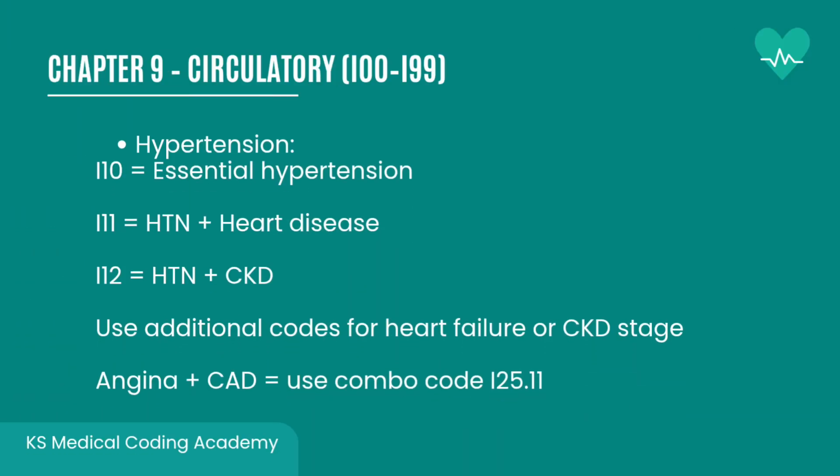Chapter 9: Circulatory System. Use combination codes when possible. I10 for essential hypertension, I11 when there is hypertensive heart disease, and I12 for hypertensive CKD. Add codes for heart failure or CKD stage when necessary.